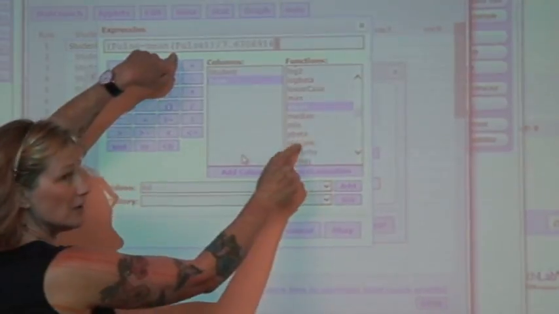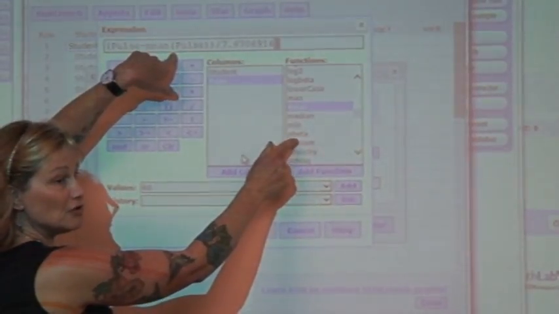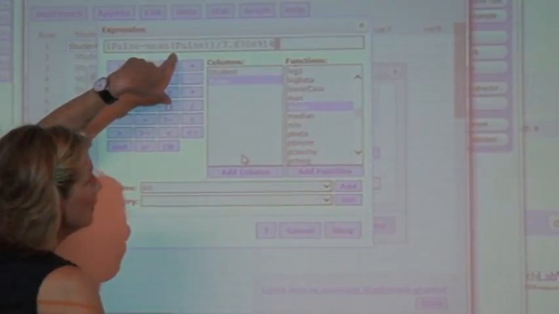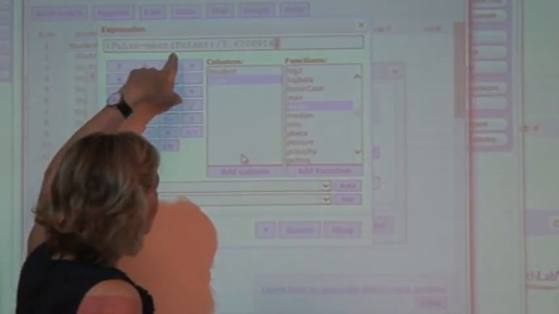I couldn't find a population standard deviation command here. So I had to calculate that standard deviation. And then you're going to click OK, and it's going to put the expression in that little box and then compute. And you'll see that all of your z-scores are in the third column there. All of your z-scores.